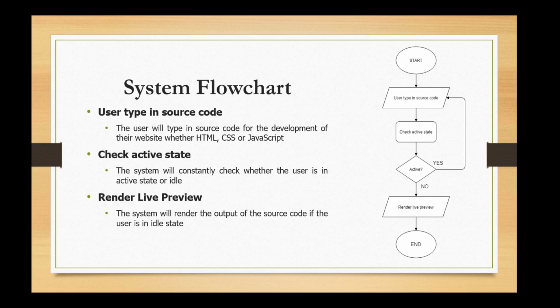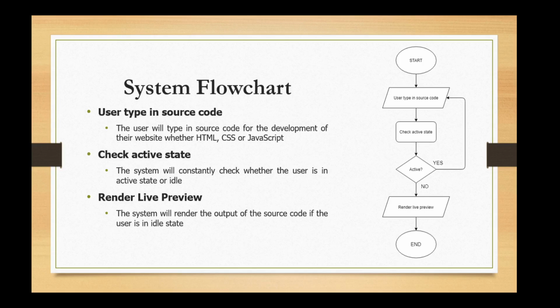First is the system flowchart, which consists of where the user types in source code, then checks the active state, whether the user is active or not, and it will render the live preview if the user is in the idle state. First, what is meant by the user typing in source code?